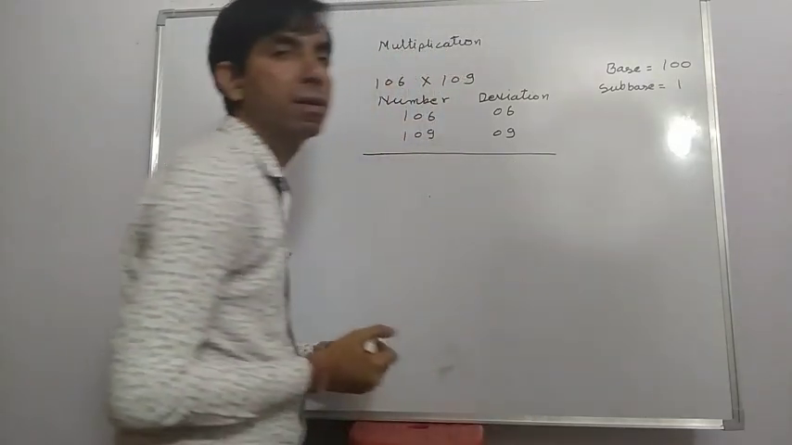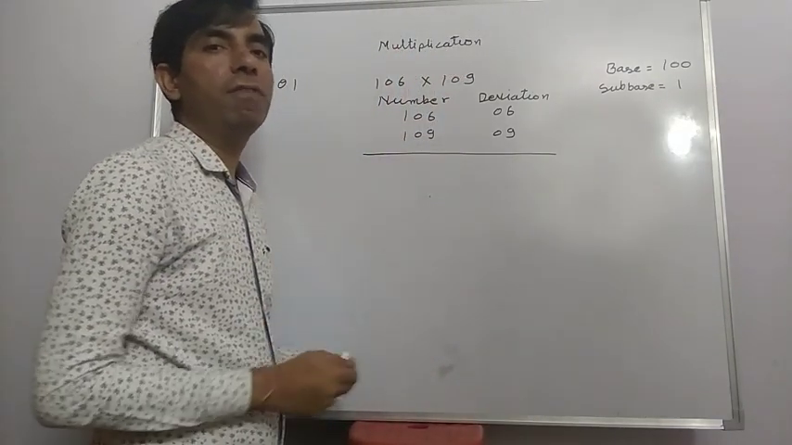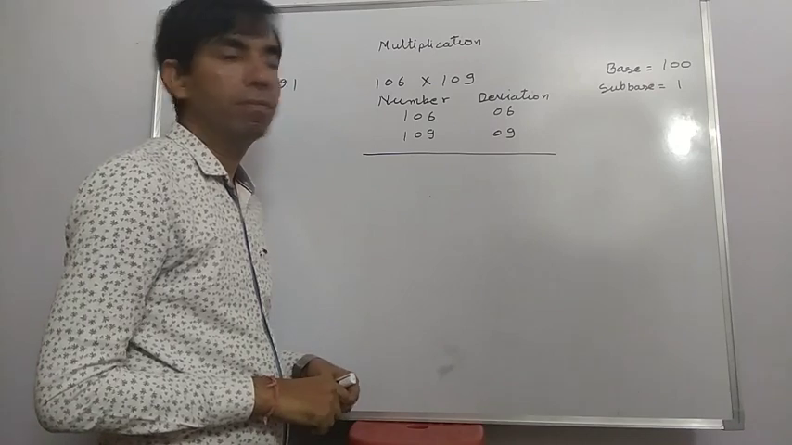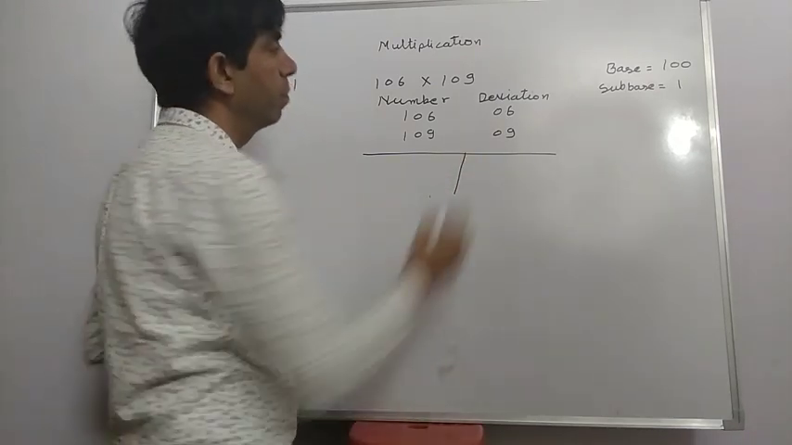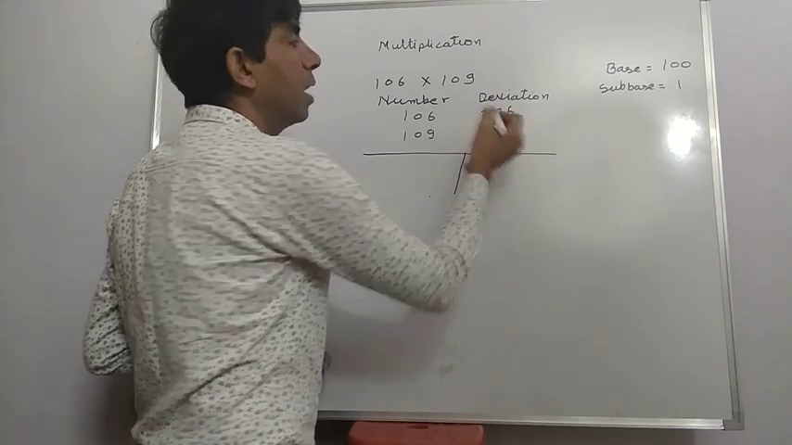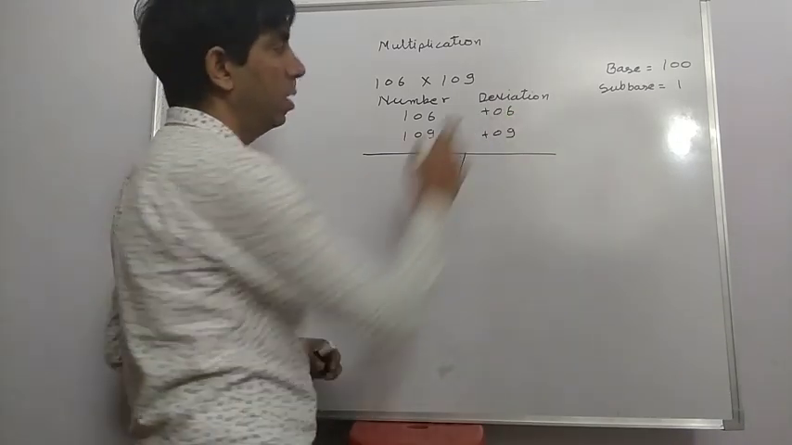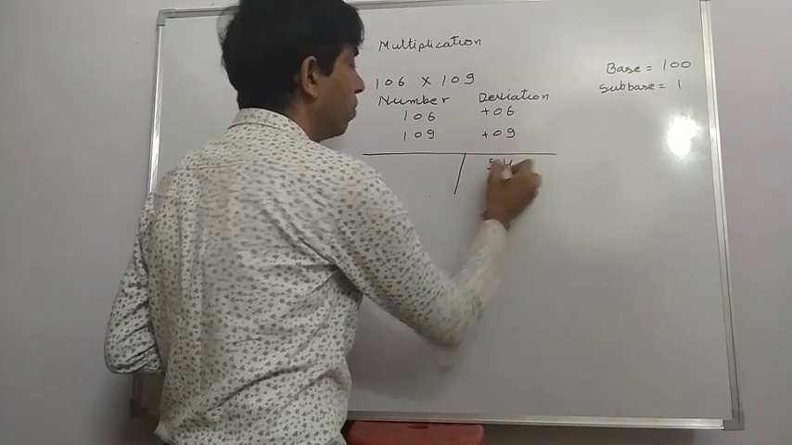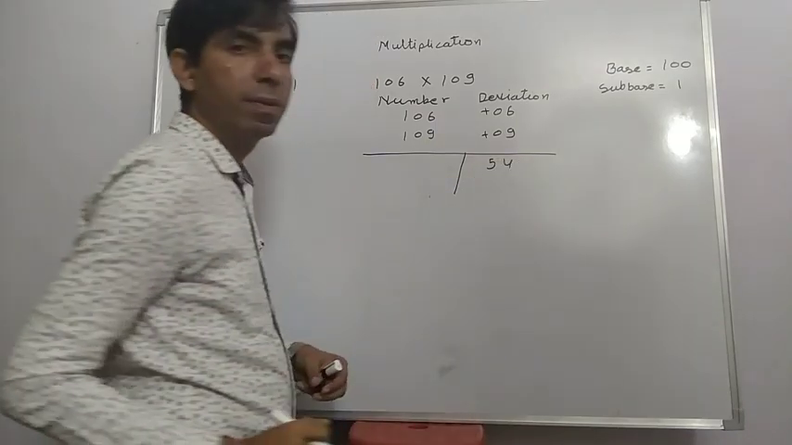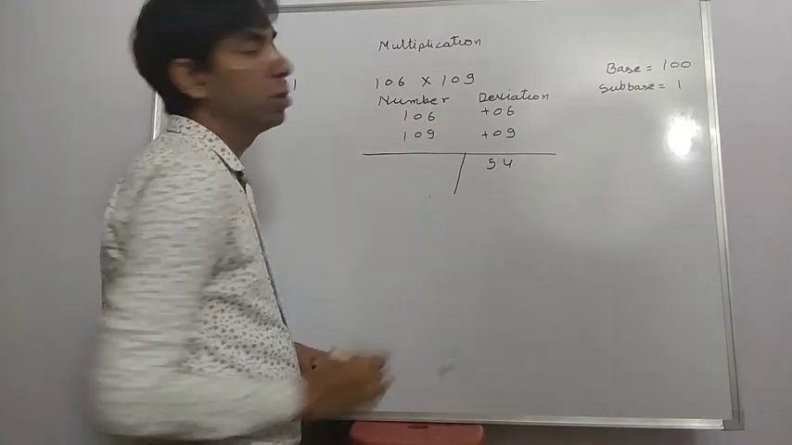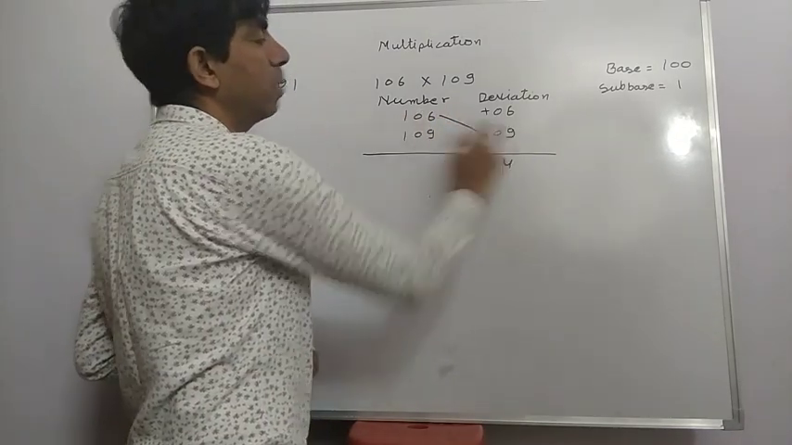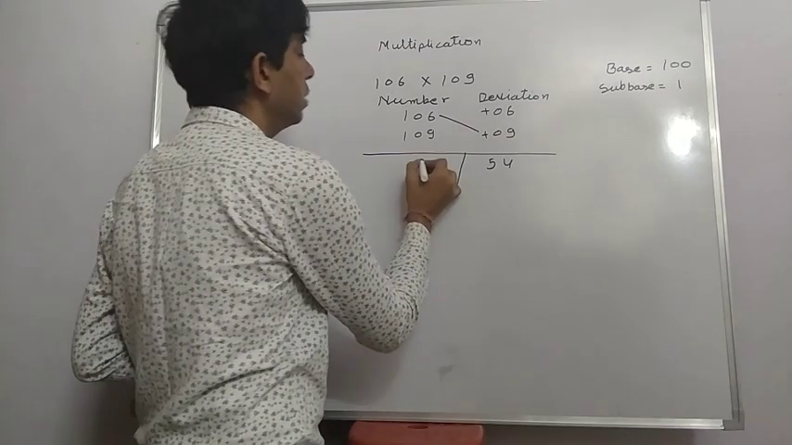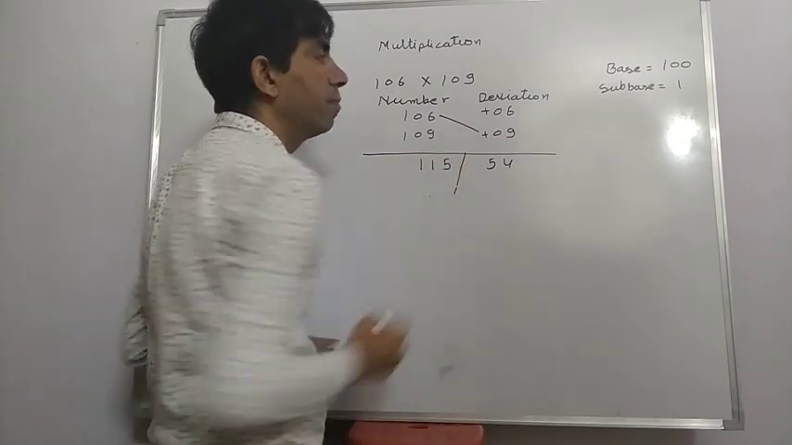Here the subbase is 1, so it does not affect our calculation. So generally we multiply the deviations by each other: 9 times 6 is 54. And any one number is added to the other's deviation: here 106 plus 9, which means the answer is 11554.